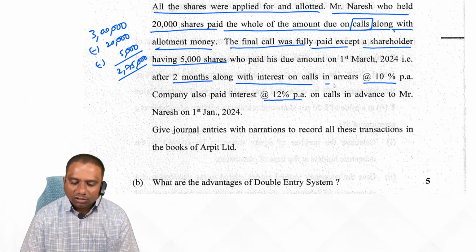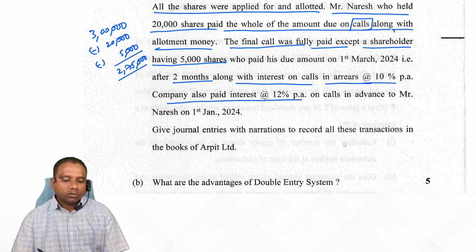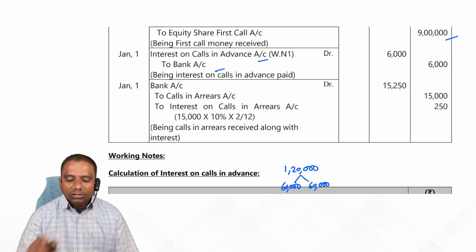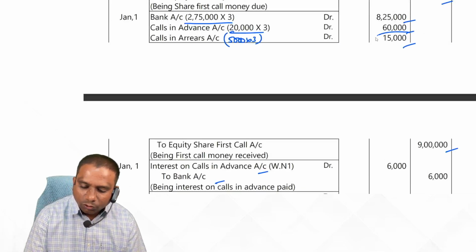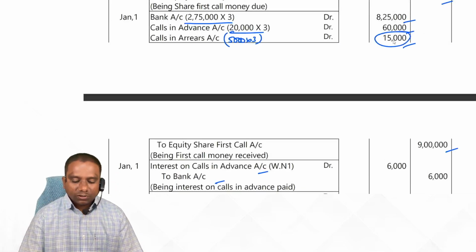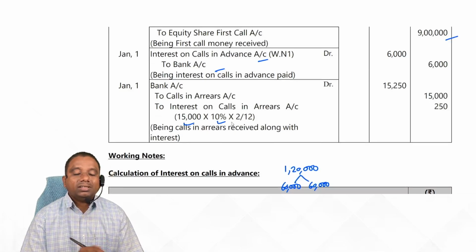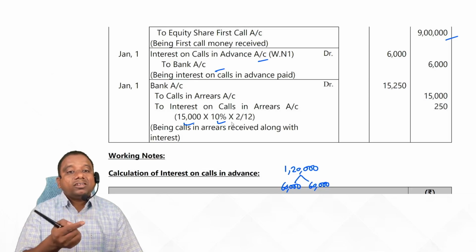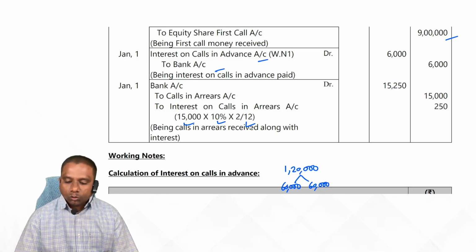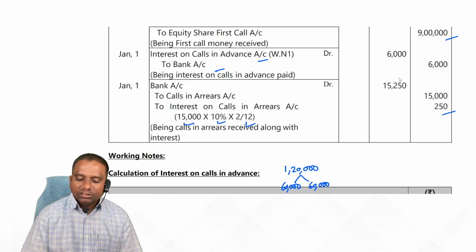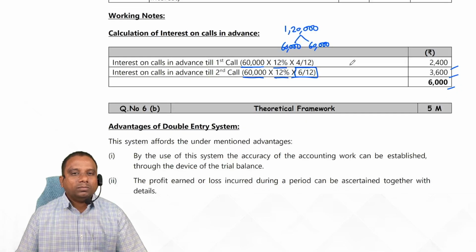Look at. Along with interest on calls in arrears, company also paid interest on calls in advance. Now look at. Arrears amount is 15,000 rupees. Rate of interest is 10%. And this amount we received after 2 months of final call. So 2 by 12, total interest is 250. Now we receive amount of 15,250. This is 6A problem. That's it.